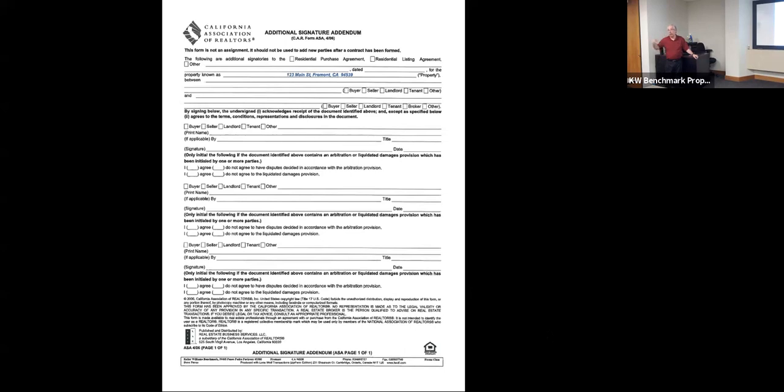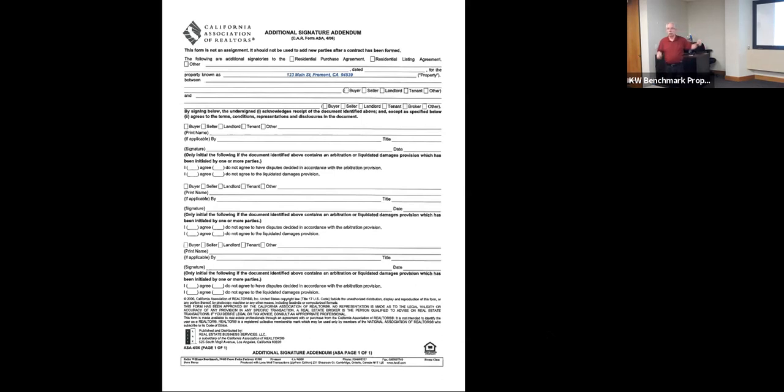But then you've got to generate it for every form thereafter. So if you generate a counteroffer, I've sold property where I had 3 sellers, 3 siblings. That 3rd sibling signed a ton of additional signature addendums, because every time I generated a new document, I had to generate this.